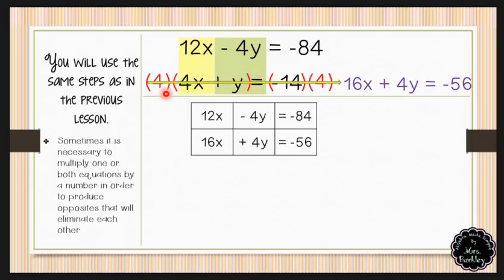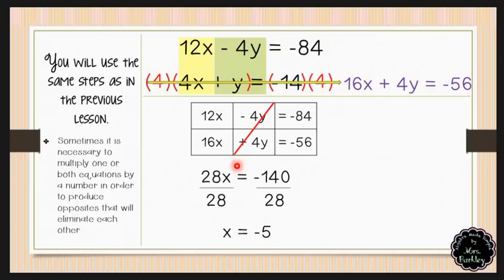So I can set those up in the table, using my top equation and this new equation after I multiplied by 4. And now I can see that I have a negative 4y and a positive 4y. So those would eliminate one another because I would have 0y, so I can eliminate those terms. And then combine my two equations. So 12x and 16x is 28x, and negative 84 and negative 56 gives us negative 140. I can then divide both sides of the equation by a positive 28, and so x equals negative 5.